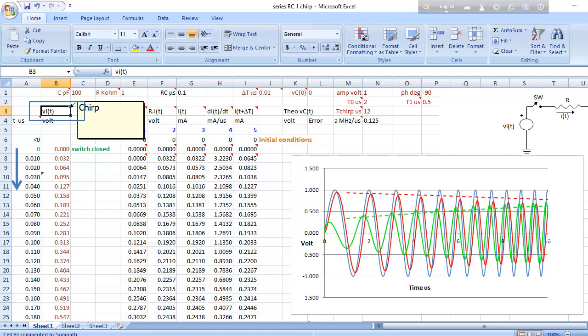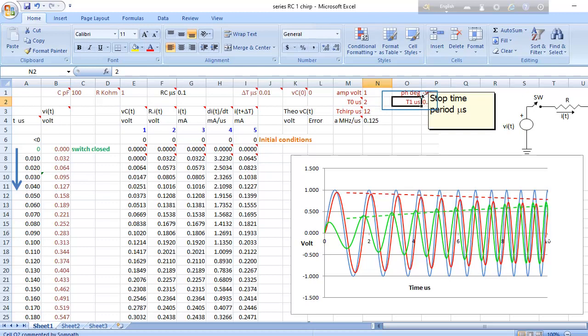Let us start with our spreadsheet. Column B for stimulus, chirp this time. Amplitude in volts. Start time period in microseconds, that is reciprocal of start frequency in megahertz. Stop time period in microseconds, that is reciprocal of stop frequency in megahertz.